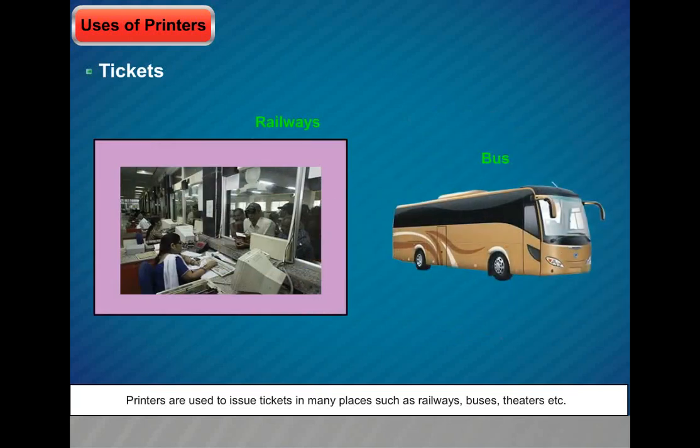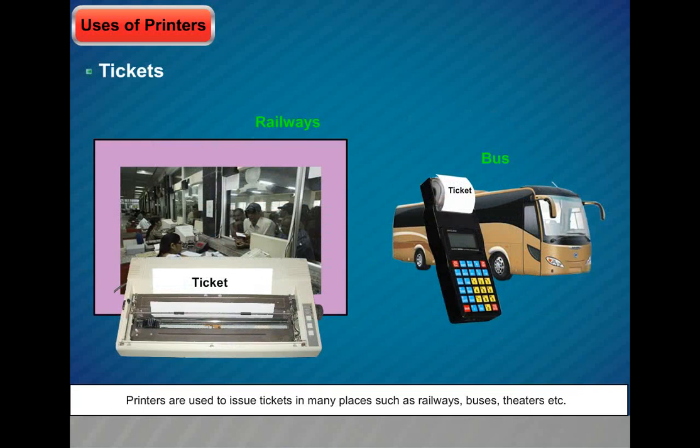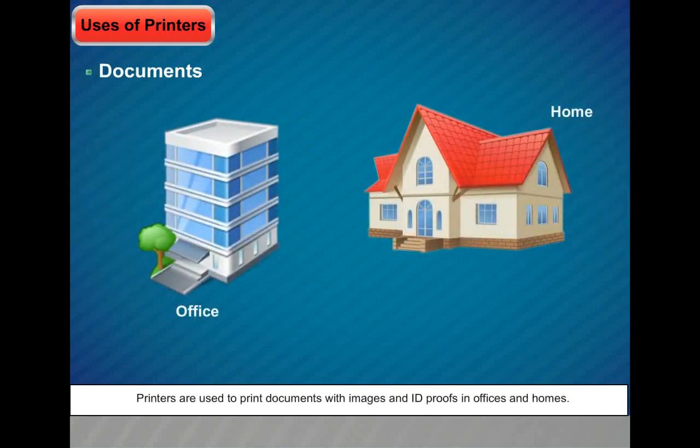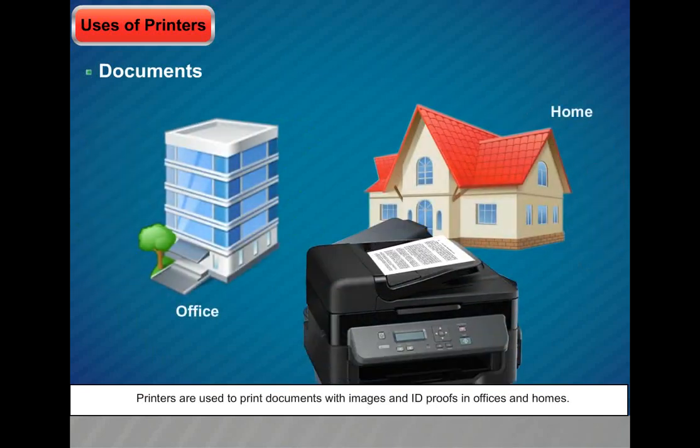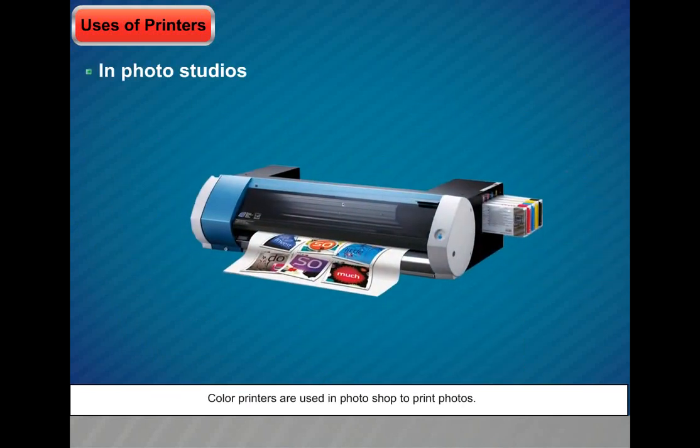Tickets. Printers are used to issue tickets in many places such as railways, buses, theatres, etc. Documents. Printers are used to print documents with images and ID proofs in offices and homes. In photo studios, color printers are used in Photoshop to print photos.